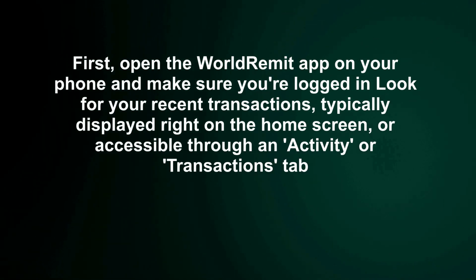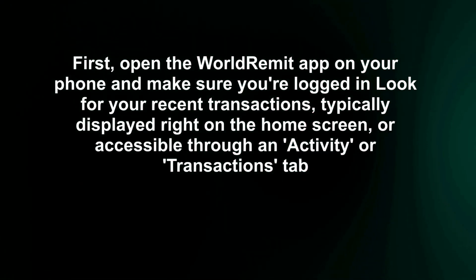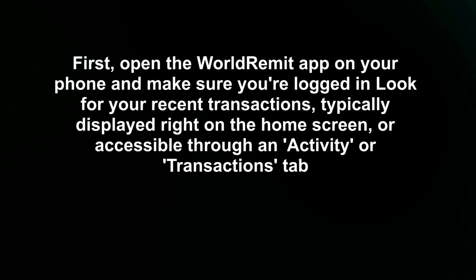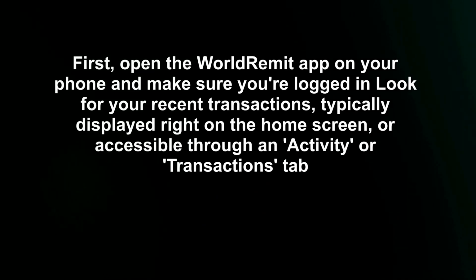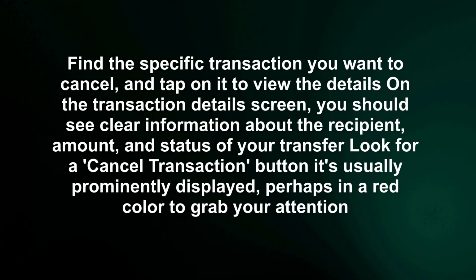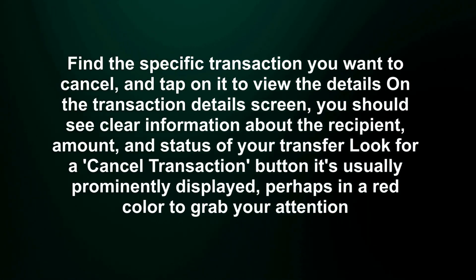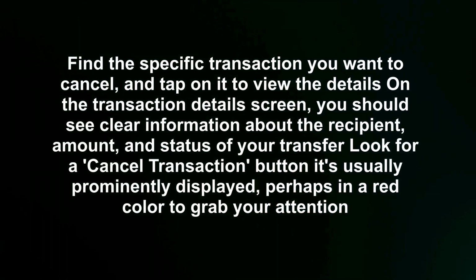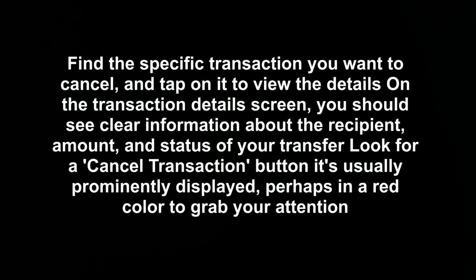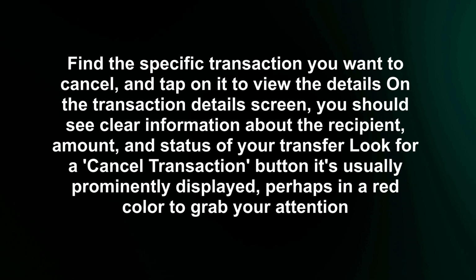First, open the Worldremit app on your phone and make sure you're logged in. Look for your recent transactions, typically displayed right on the home screen, or accessible through an Activity or Transactions tab. Find the specific transaction you want to cancel, and tap on it to view the details on the transaction details screen. You should see clear information about the recipient, amount, and status of your transfer.